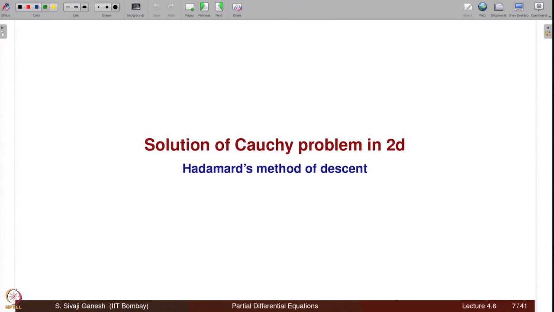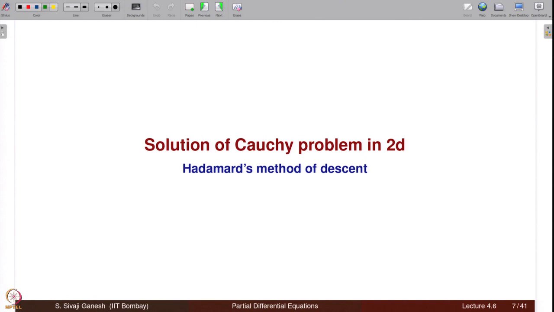Now, we are going to use them to obtain a solution in two dimensions. The idea is called Hadamard's method of descent. We are solving 3D problem first and then going to the 2D problem. So, it is a descent. It is coming down from higher dimensions to lower dimensions.